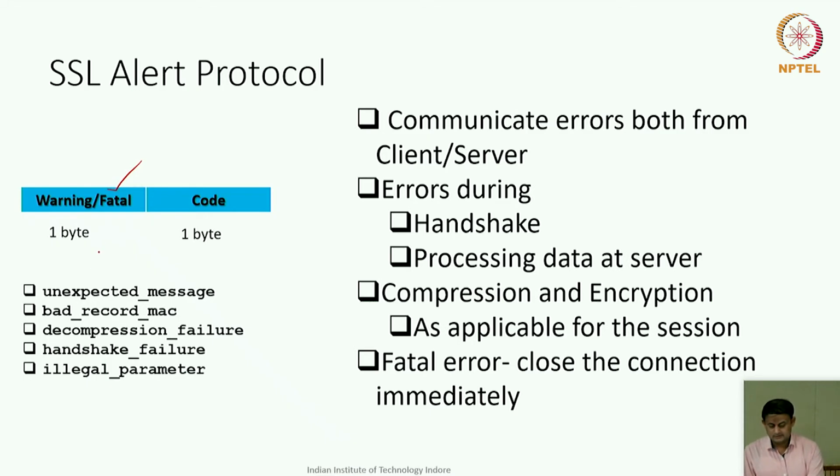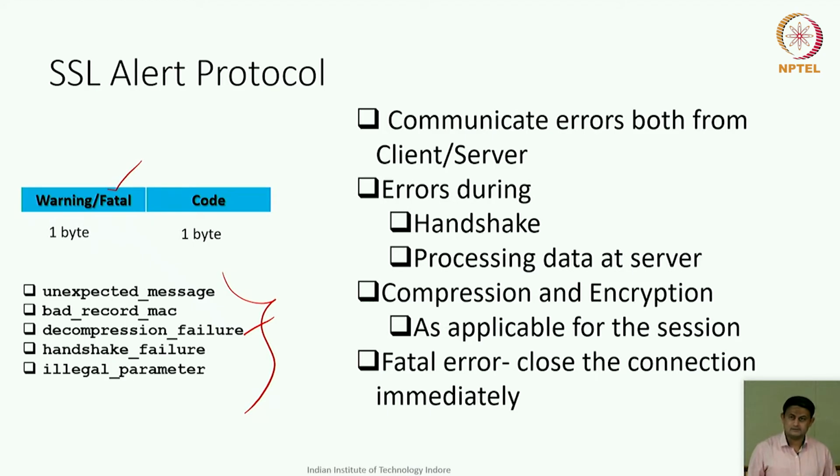These are the common fatal errors that you can see. Unexpected message, which is not supposed to be received. Bad record MAC, where the MAC calculation fails at the other end, then the other party can tell that I could not understand this MAC, can you send it? Or if the compression algorithm fails, then it can also indicate that the decompression could not be done.